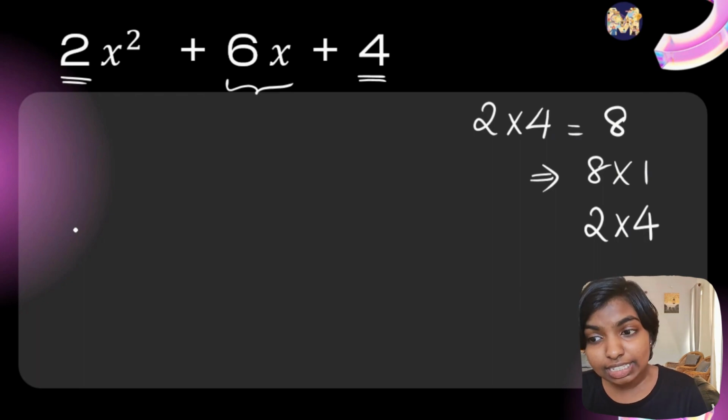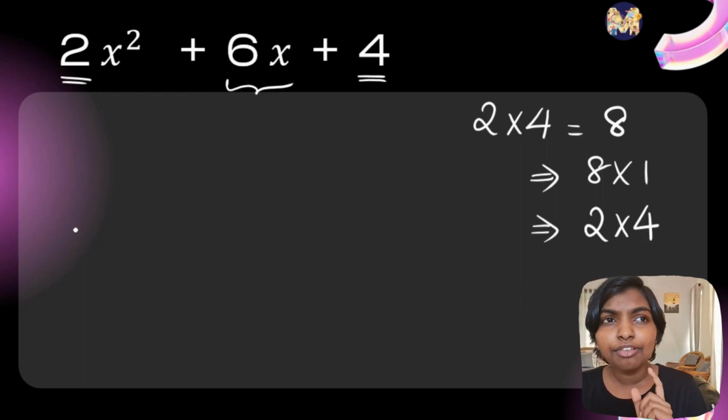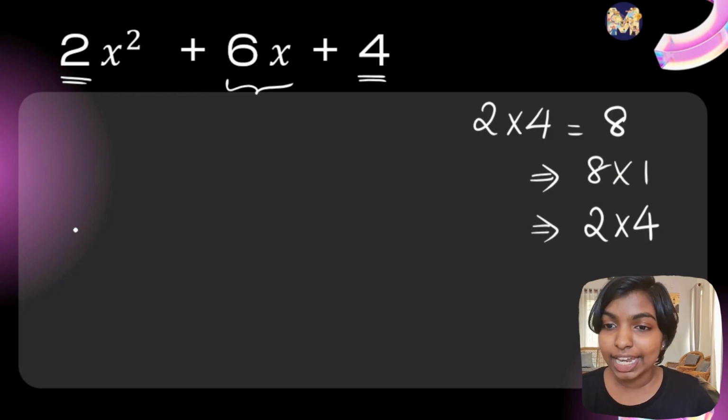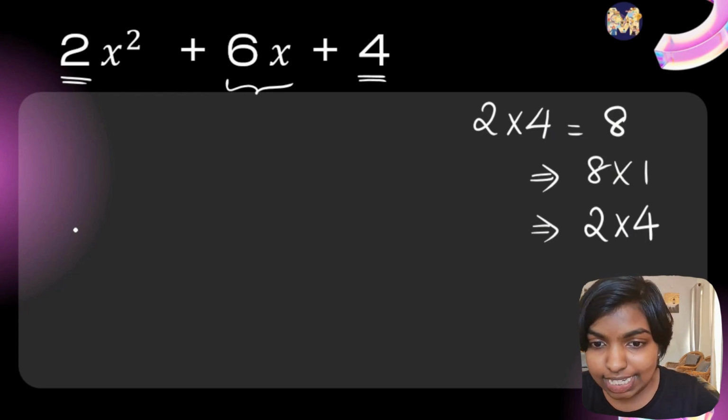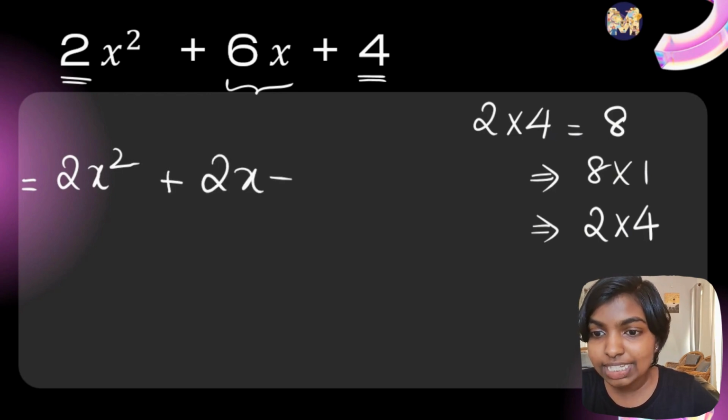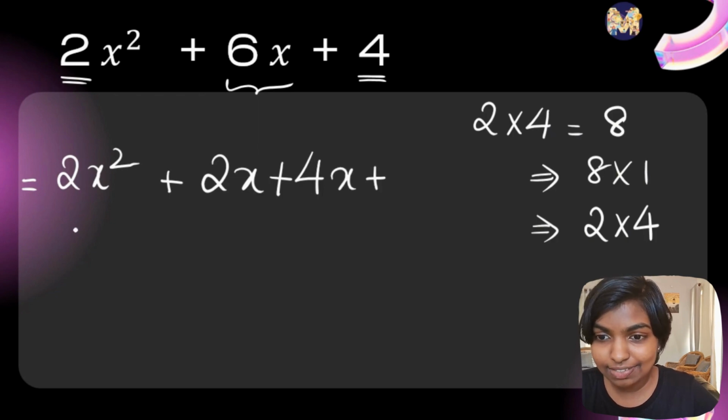So let's look at the other set of factors, 2 and 4. 4 minus 2 is 2, 2 minus 4 is minus 2, so the difference doesn't work here. But 4 plus 2, yes, that is going to be 6, which is exactly the coefficient of x here. So let's write the next step, which is going to be 2x squared plus the 6x I'm going to be writing as 2x plus 4x, and the constant term as it is.